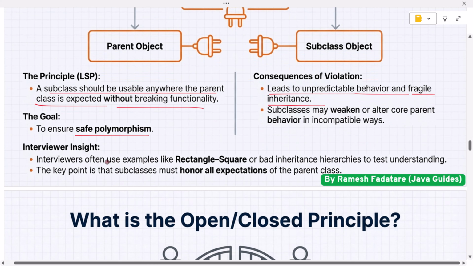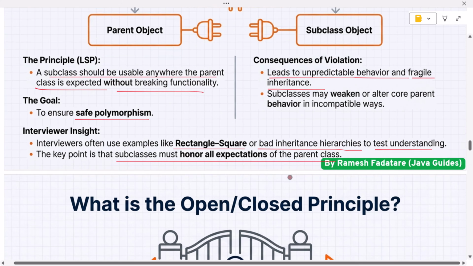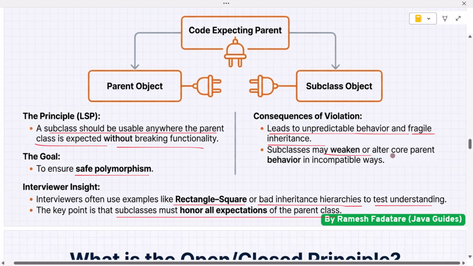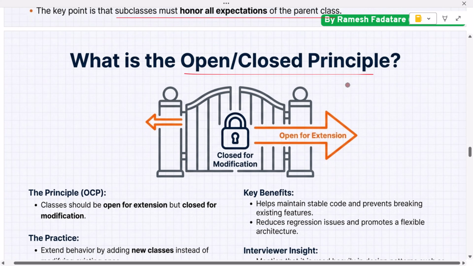This principle ensures safe polymorphism. Interviewers often use examples like rectangle, square, or bad inheritance hierarchies to test understanding. The key point is that subclasses must honor all expectations of the parent class and should never weaken or alter core behavior in incompatible ways. Next, what is the open closed principle?